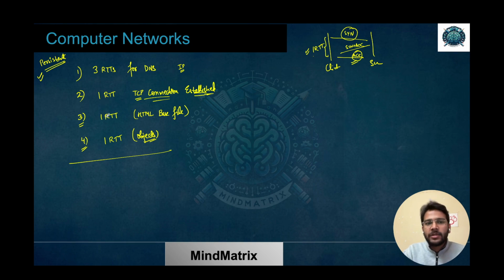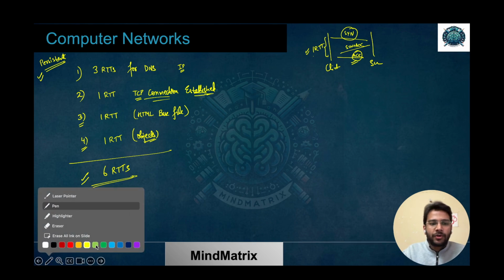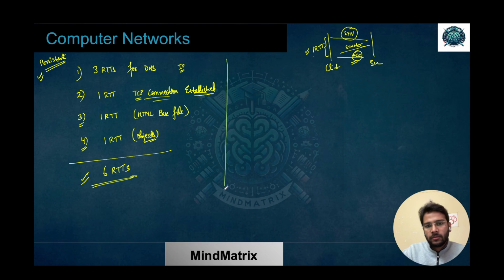3 plus 4 plus 5 plus 1, that is 6. 6 RTTs, 6 round trip times it will take in case of persistent HTTP with pipelining to render these objects, or to render basically the complete web page on your display. Clear? Now let's talk about in case of non-persistent.